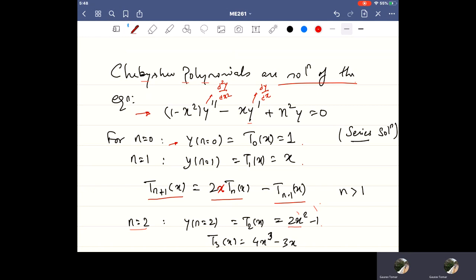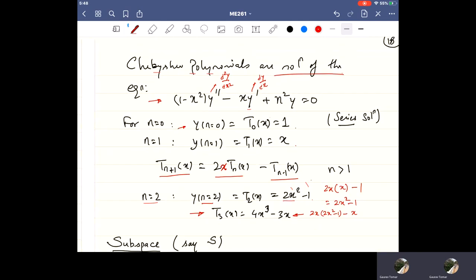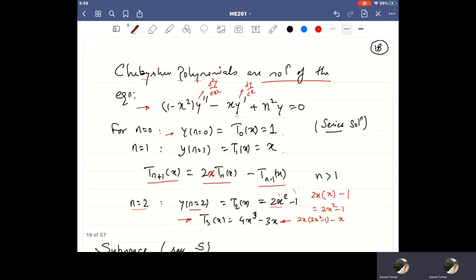So if you want to write y for n equal to 2, it's going to be given by 2 times x T1(x), which is x, minus Tn minus 1(x), which here is T0(x), that gives you 1. And then you get the polynomial 2x square minus 1. Similarly, you can see that T3 can be written as 2 times x, 2x square minus 1, minus x, and that gives you 4x cube minus 3x as the third Chebyshev polynomial T3. Right? So that's about basis.